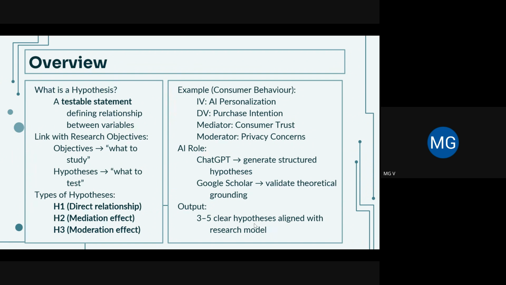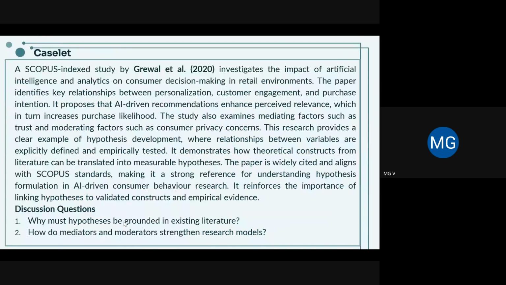ChatGPT can assist in generating these hypotheses by structuring relationships between variables, but the researcher must validate them using Google Scholar to ensure theoretical support. For example, studies in consumer behavior literature often establish links between personalization and purchase intention, which can be used to justify hypotheses. This step ensures that the research is not only logically structured, but also empirically testable, forming the basis for statistical analysis using tools such as SPSS in later stages.